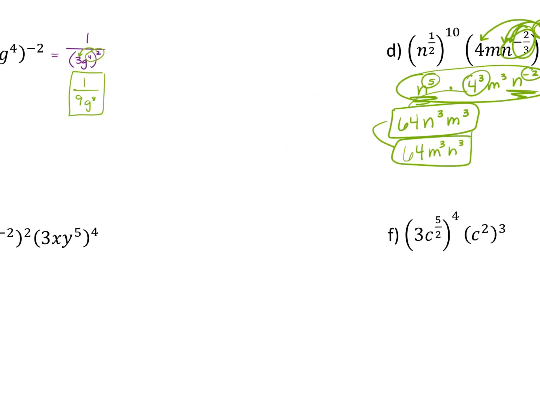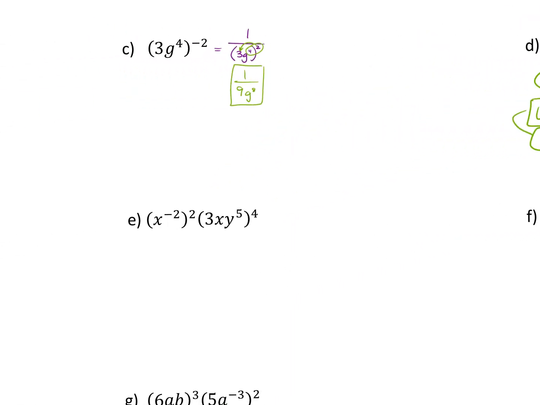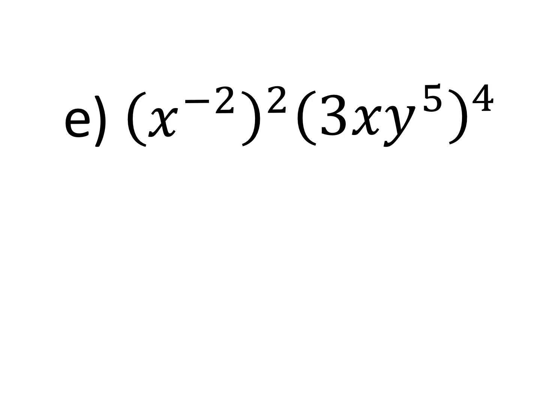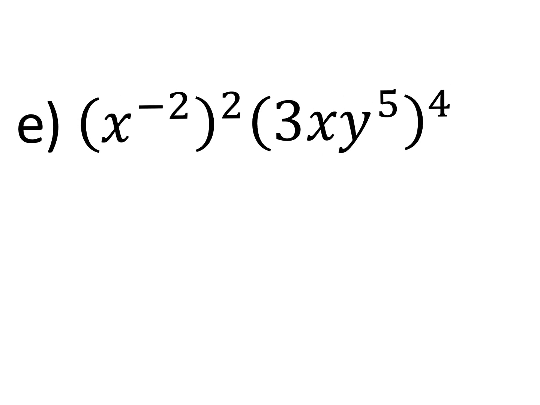Okay. That's the answer. Okay, look at letter E. What is being taken to the 2nd power right now? Just x to the negative 2nd, right? So this is a power to a power. What do you do with a power to a power? You multiply. So this is x to what power? The negative 4th, okay? Don't move it yet. Just leave it like that.